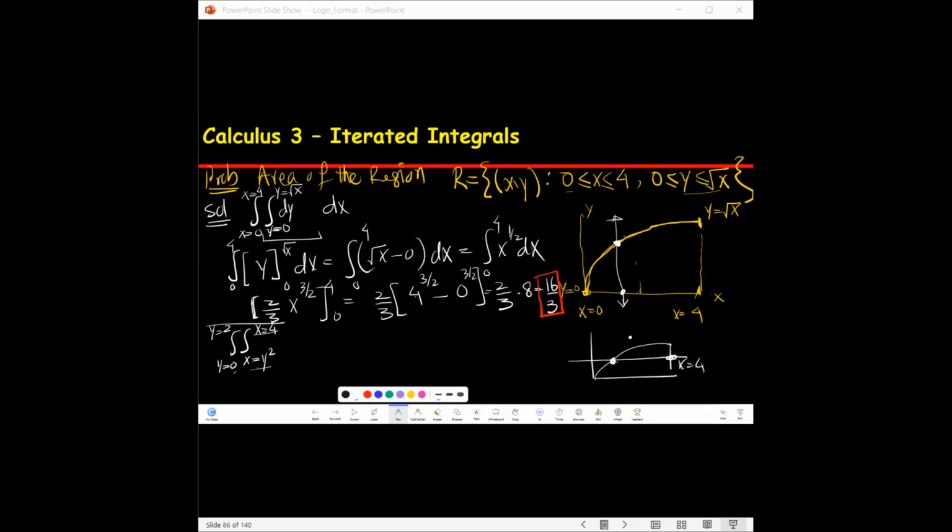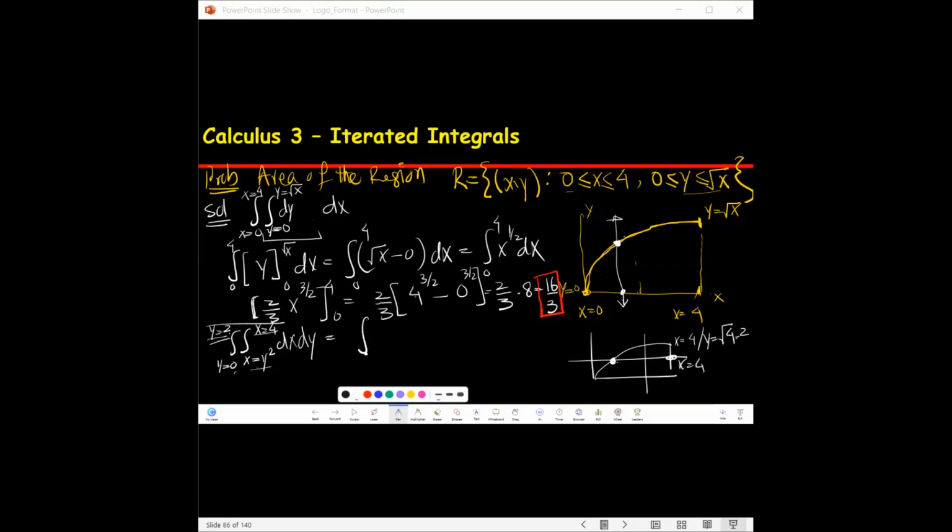Okay, the dy part is pretty simple. You just do it the other way around. So when x equals 4, at this point, y equals square root of 4, which equals 2. That is what we put here. Okay, let me just solve this one.